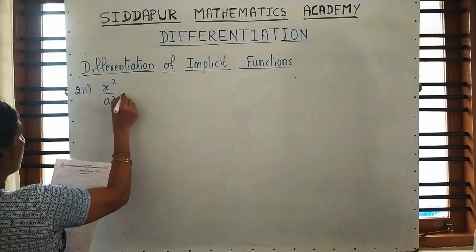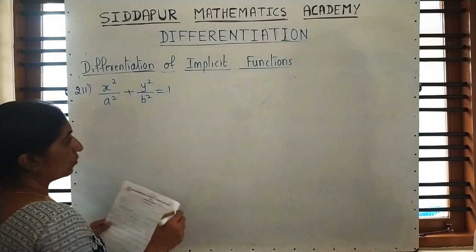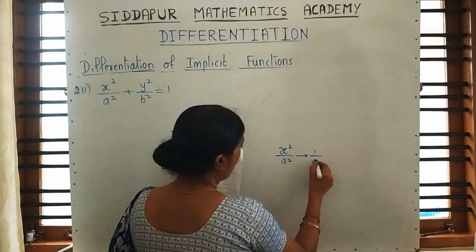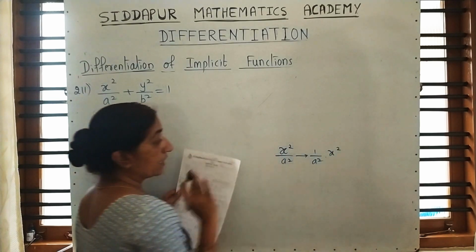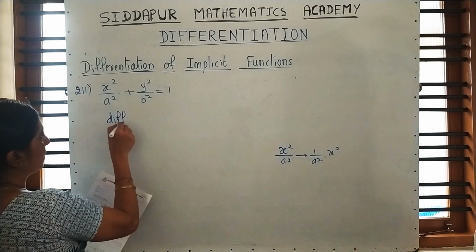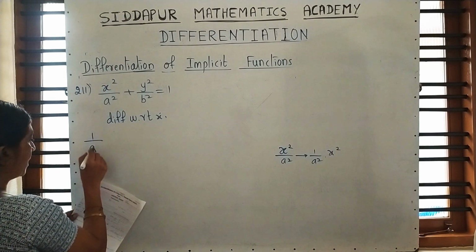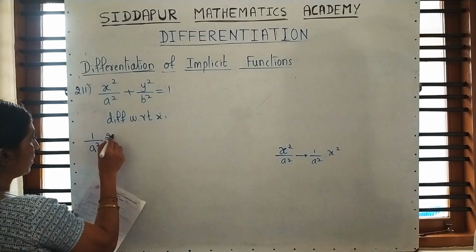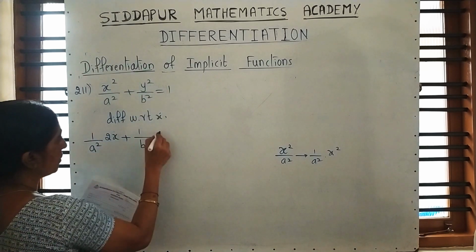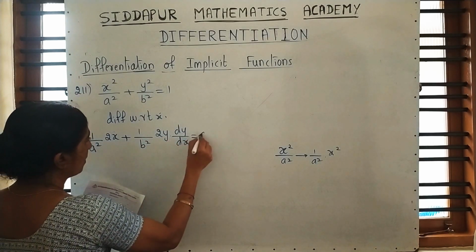X square upon a square plus y square upon b square is equal to 1. Here x square upon a square is nothing but 1 by a square constant into x square. It is in this form. Don't apply the u by v method. Differentiating with respect to x. 1 by a square constant, differentiation of x square is 2x, plus 1 by b square as it is, differentiation of y square is 2y into dy upon dx is equal to 0.